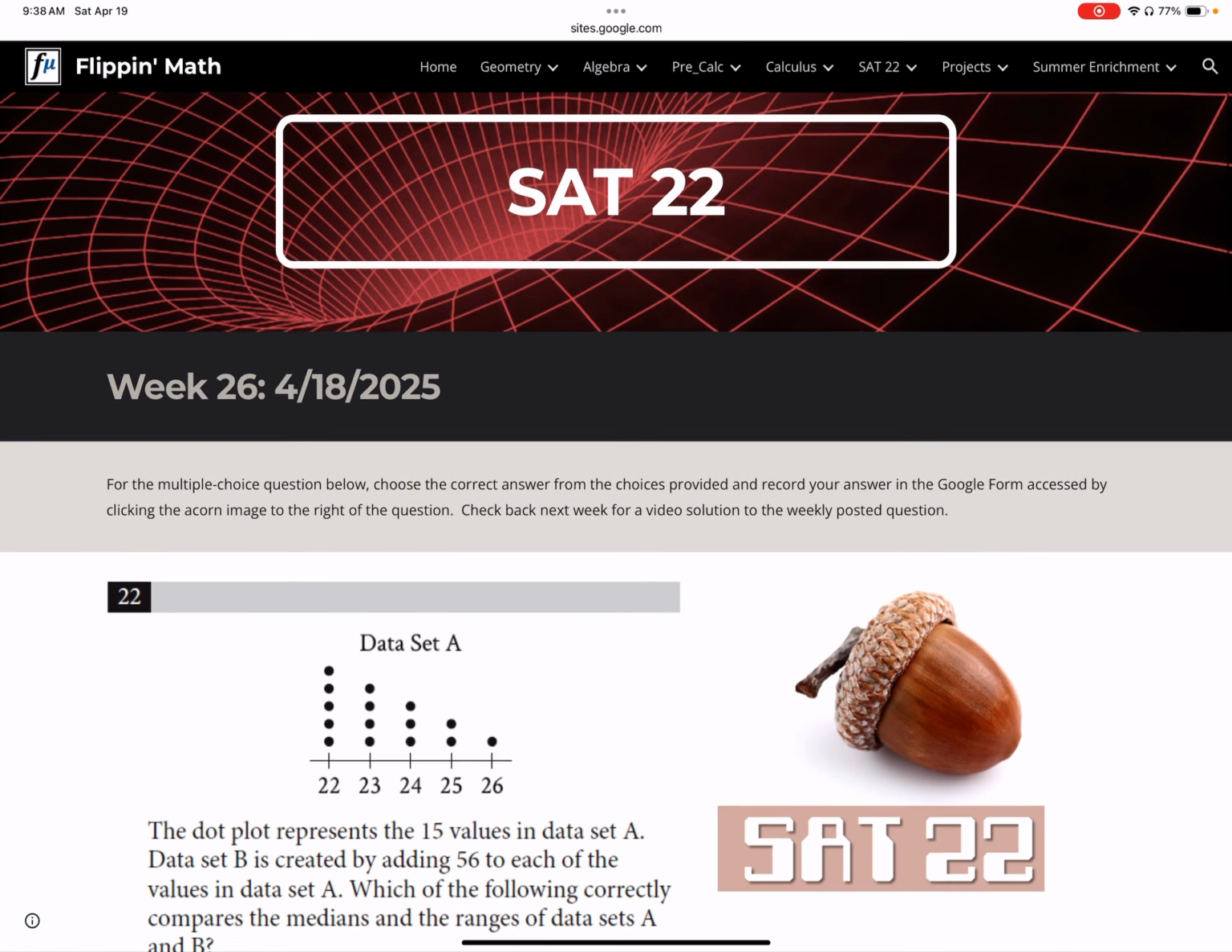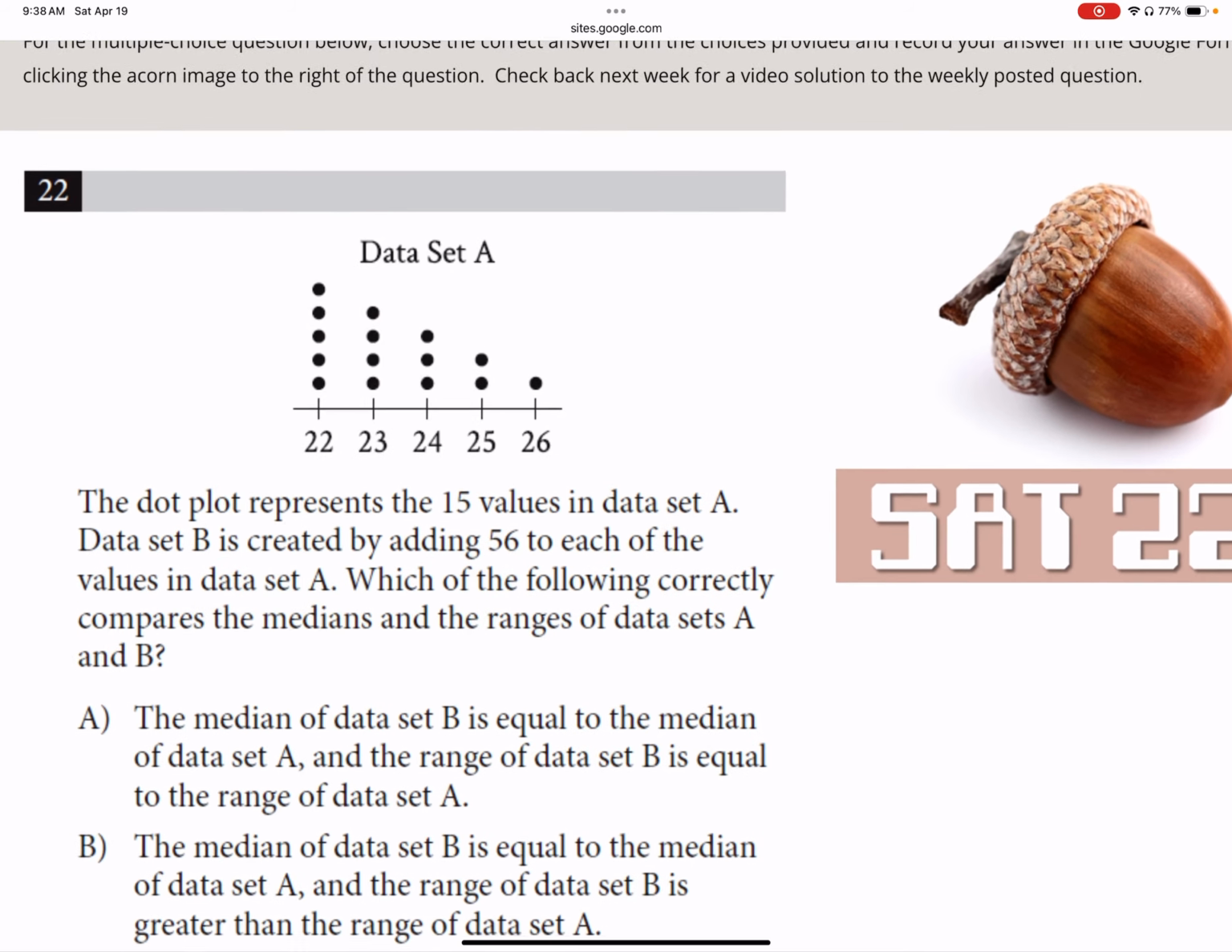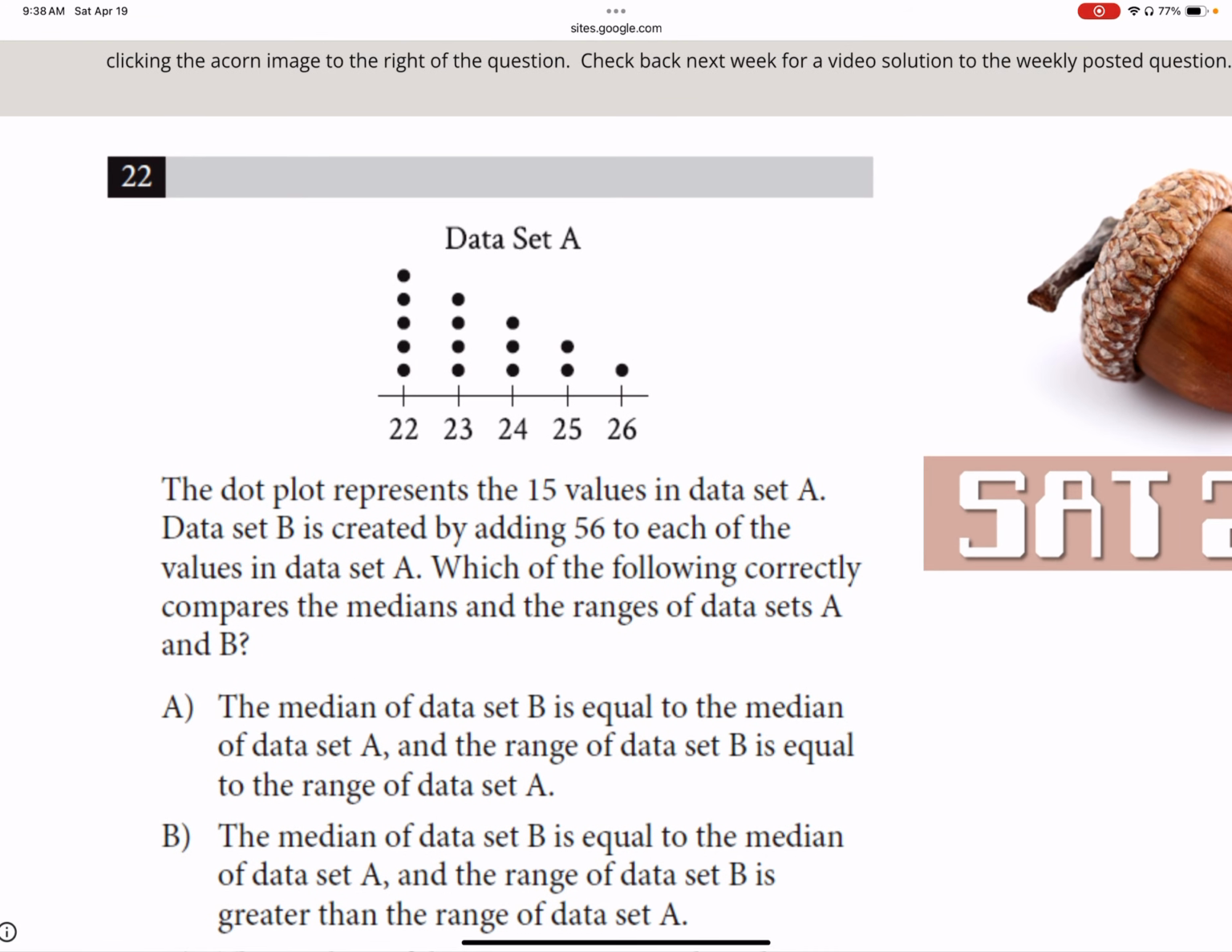SAT 22 for week 26. Let's take a look at our question here. The dot plot represents the 15 values in a data set A. Data set B is created by adding 56 to each of the values in data set A. Which of the following correctly compares the medians and the ranges of data sets A and B?